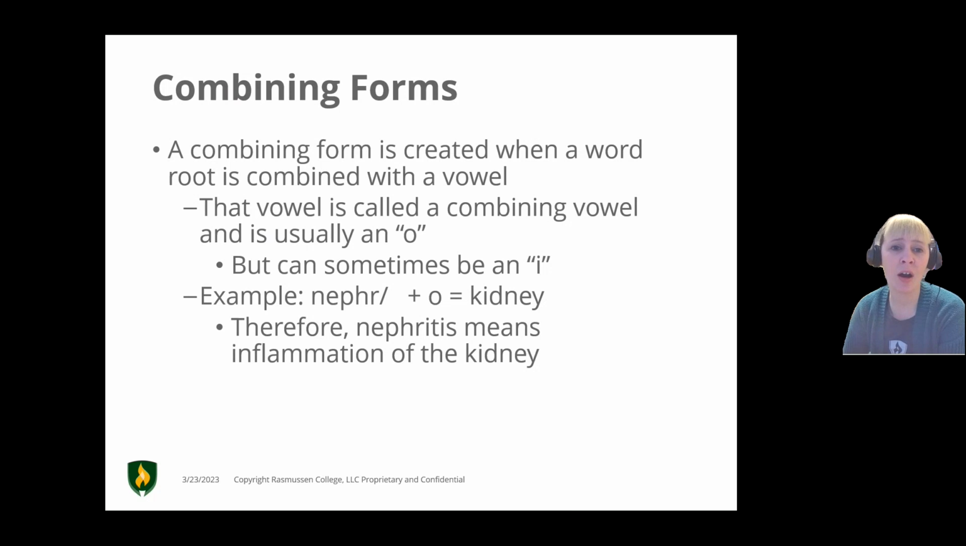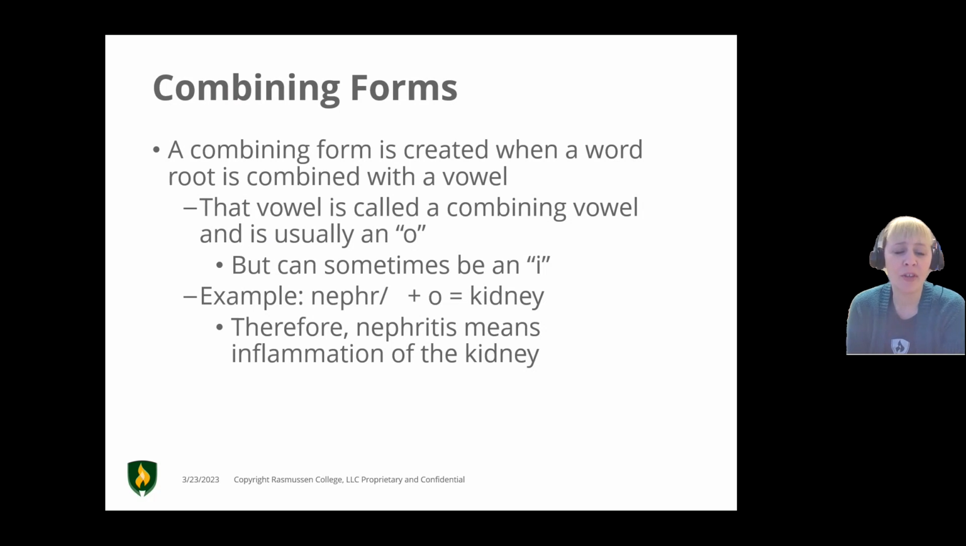Combining forms are used when we have to create a word root combined to a suffix or prefix, typically a suffix. The combining form vowel on its own has no meaning, but enables two or more word elements to be connected. A combining form is a basic foundation to which other word elements are added to build a complete medical word. Typically, that combining vowel or combining form will be the letter O. There are occasions where it could be an I, but typically it's going to be an O.